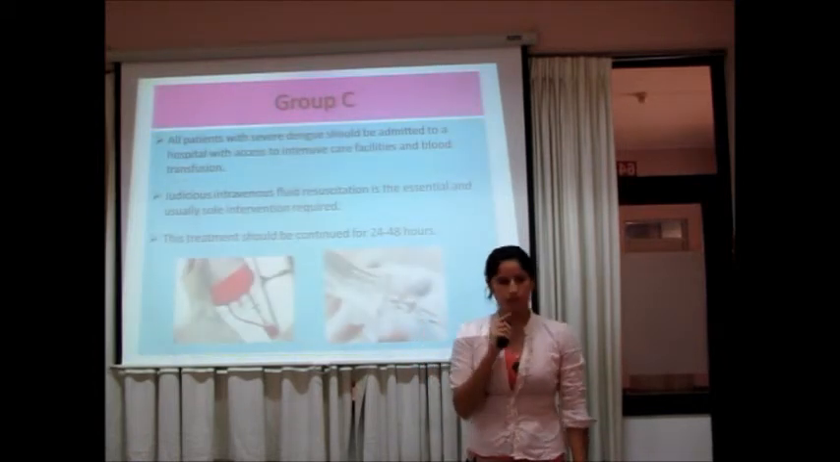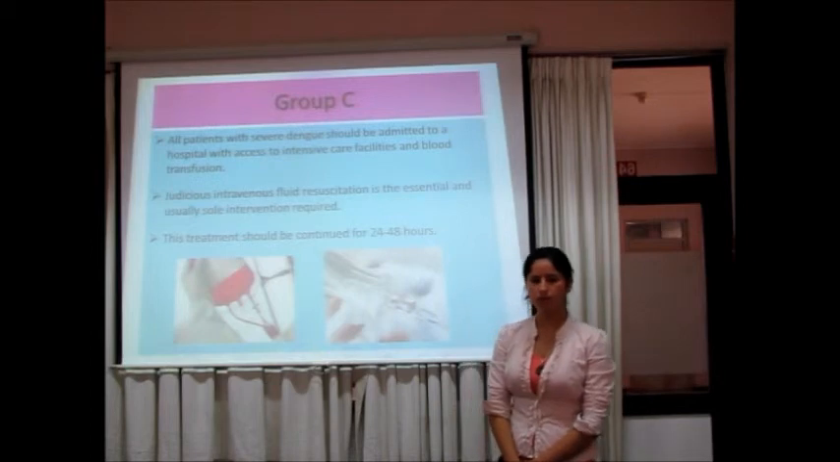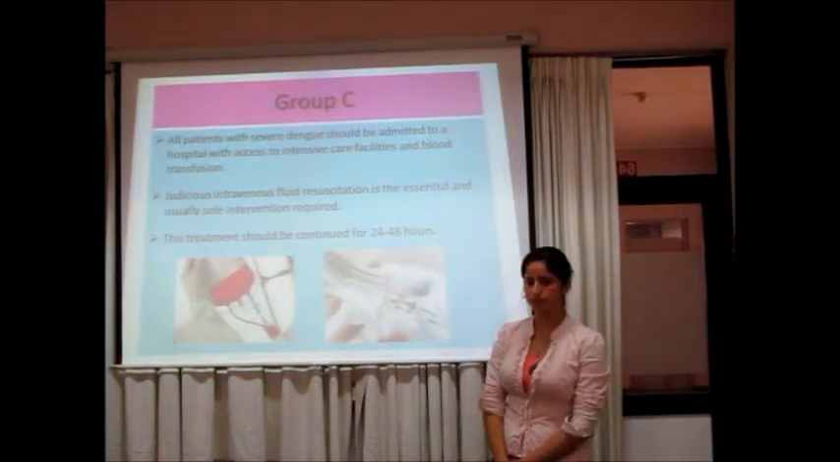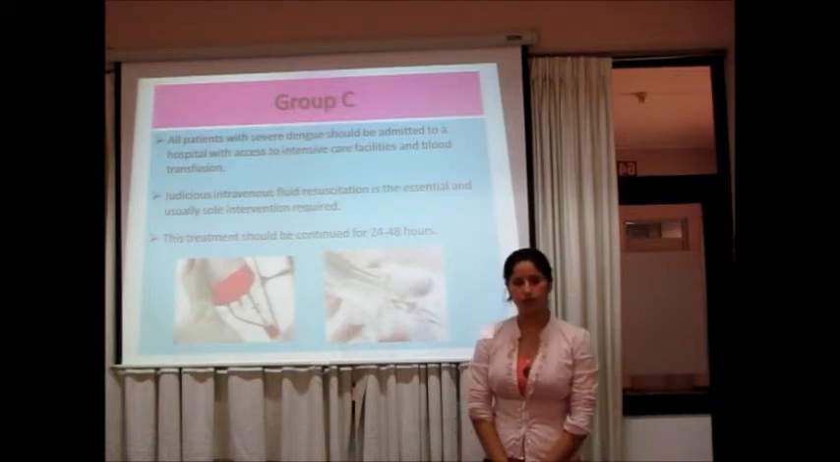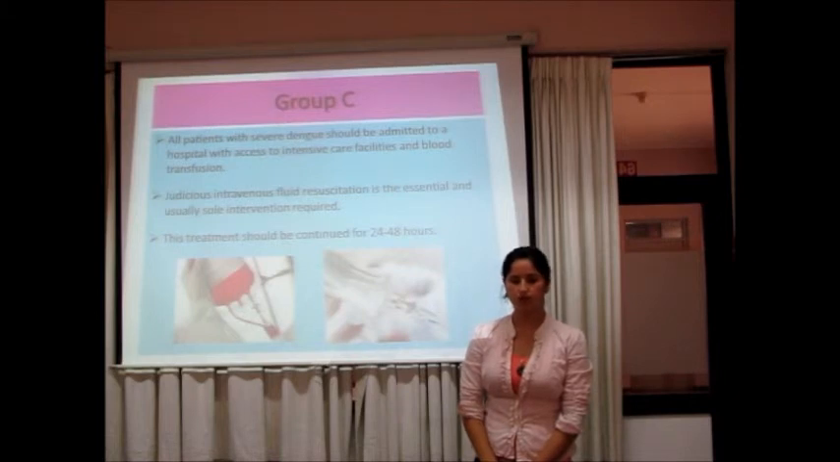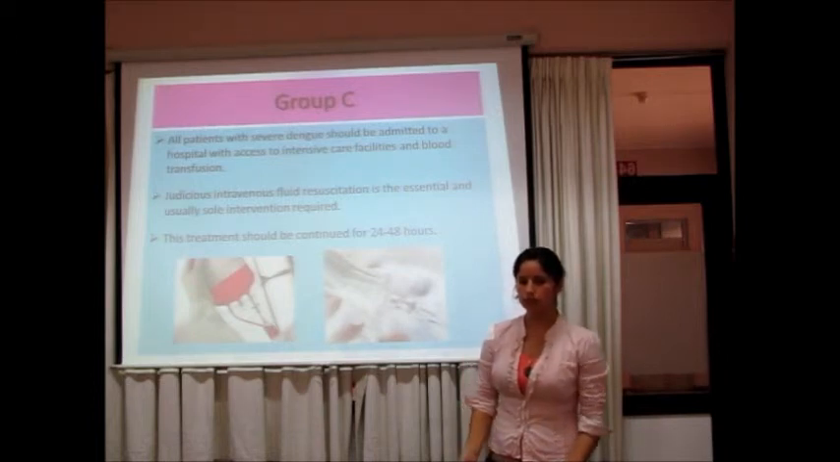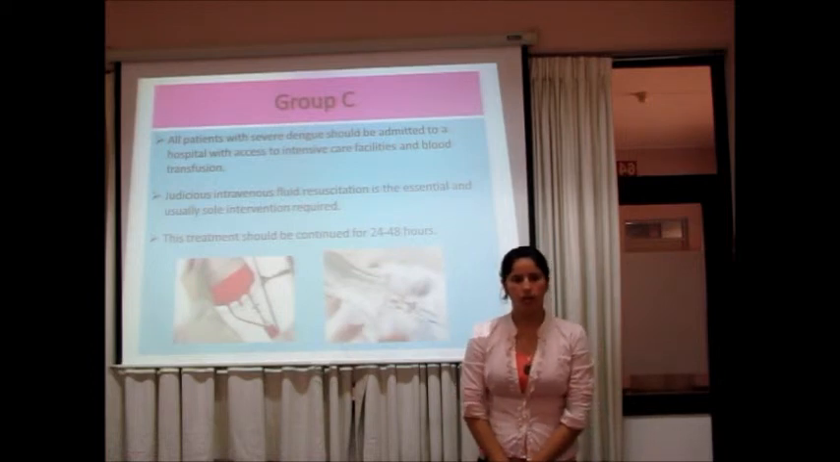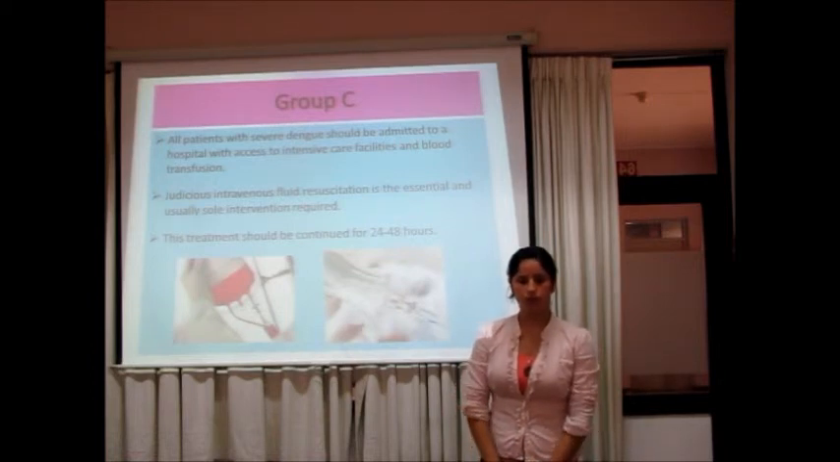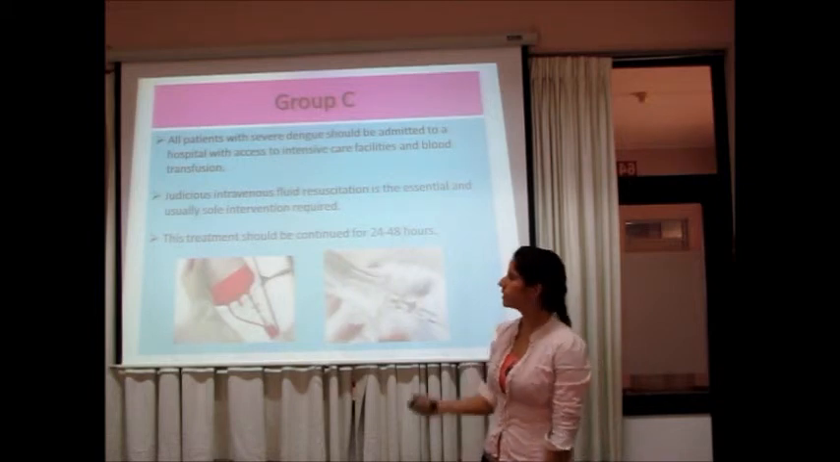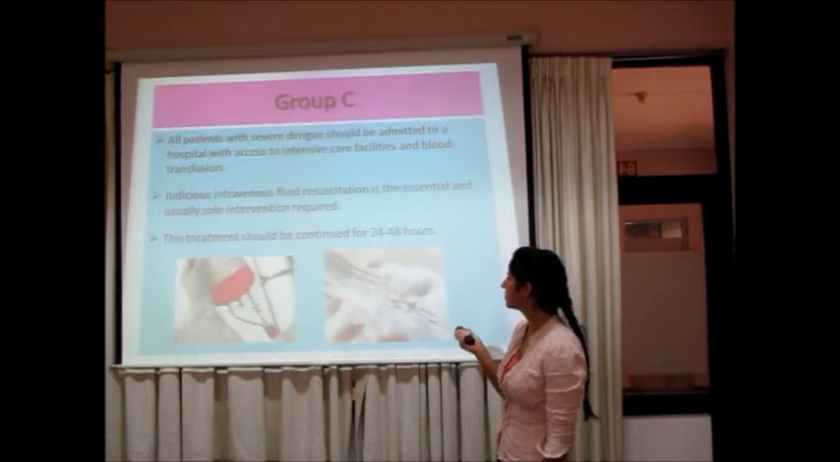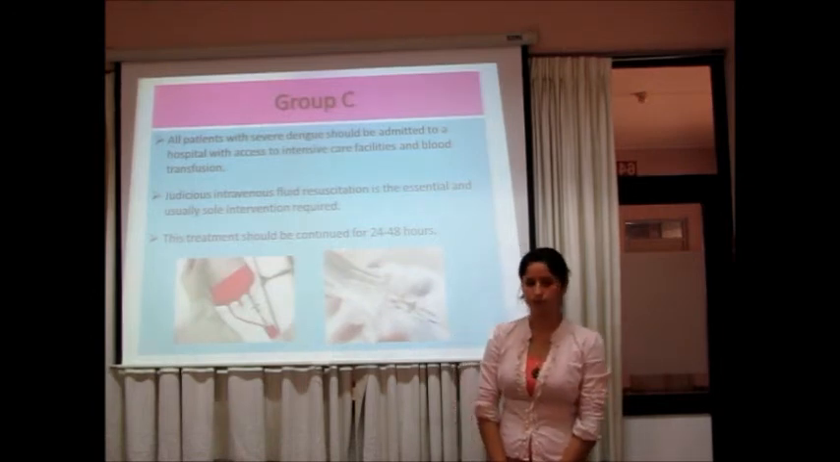Group C. Patients who require emergency treatment when they have severe dengue. Patients require emergency treatment when they are in the critical phase of the disease, for example, severe hemorrhage, severe organ impairment like hepatic damage or renal impairment, etc. All patients with severe dengue should be admitted to hospital with access to intensive care facilities and blood transfusion. Of course, judicious intravenous fluid resuscitation is essential and usually the sole intervention required. This treatment should be continued for 24 to 48 hours.